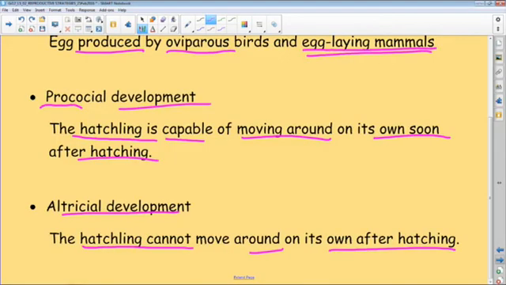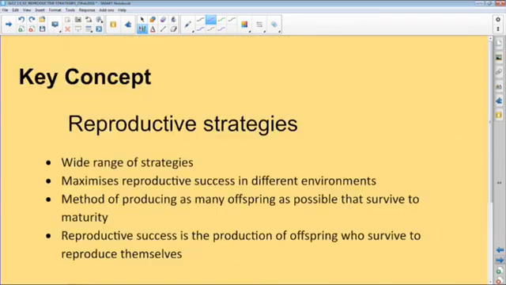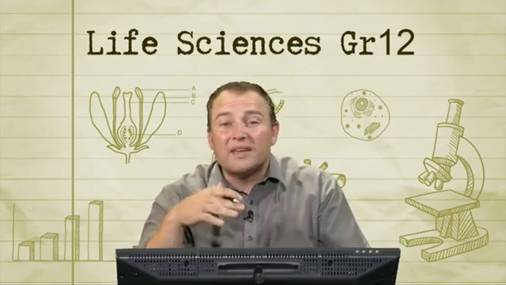Okay, now what I have next, I'm telling you a little bit about reproductive strategies. Now these reproductive strategies are very important in nature. Okay, because without these, we're not going to perform to the best or be the best.